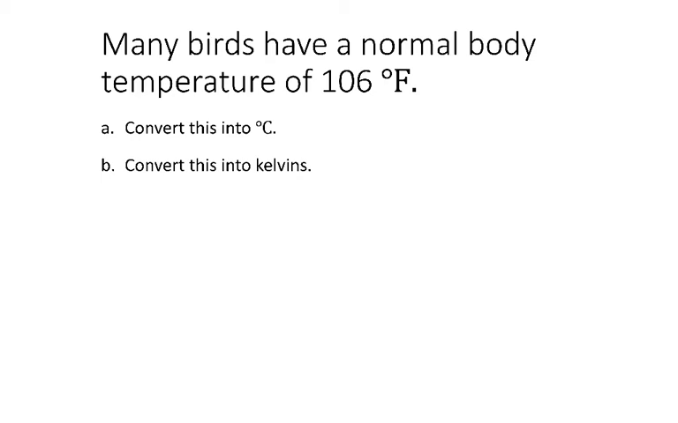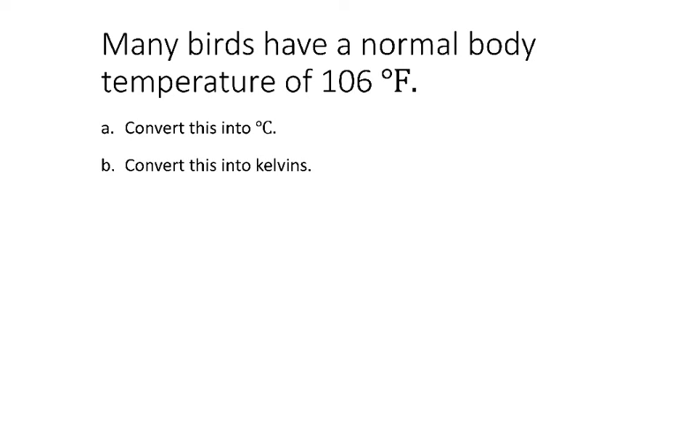So 37 degrees Celsius is normal body temperature for humans, 98.6 degrees Fahrenheit. But many birds have a normal body temperature of 106 degrees Fahrenheit. So let's practice converting this to Celsius and then convert this into Kelvin. So you can try this on your own first by pausing.